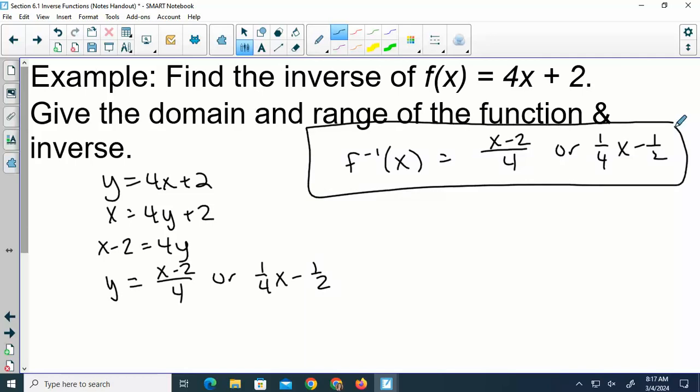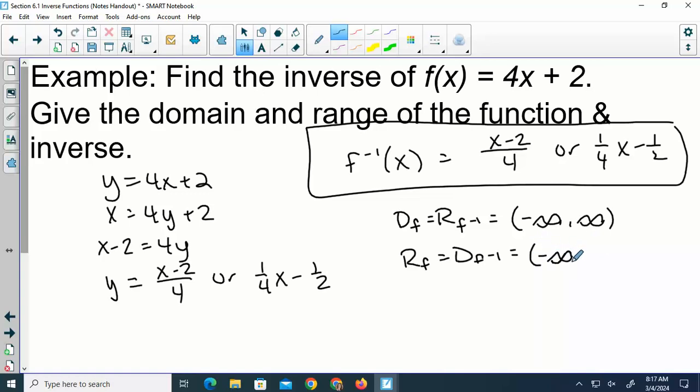Domain and range. Domain of the original is equal to the range of the inverse. The original, no fractions or square roots, so it is. The range of the function is equal to the domain of the inverse. Looking at the inverse, we have a fraction, but my denominator is just 4, so it is also negative infinity, positive infinity. All good?